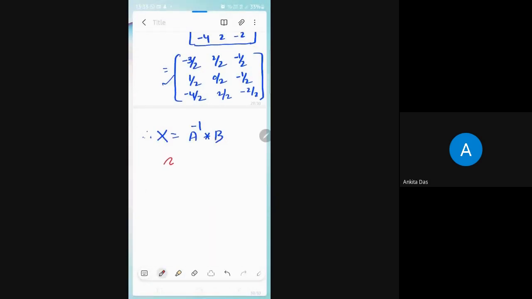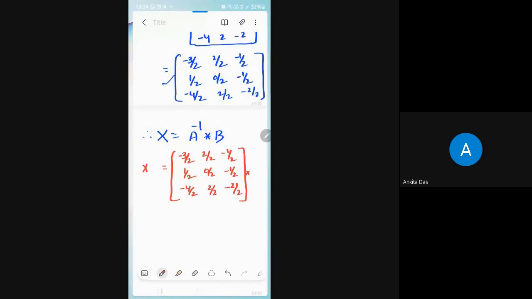Now I'm writing here X is equal to the inverse matrix: minus 3 by 2, 2 by 2, minus 1 by 2; 1 by 2, 0 by 2, minus 1 by 2; minus 4 by 2, 2 by 2, minus 2 by 2. I'm just copying the above matrix. This is the adjoint matrix into B, the constants matrix: 1, 3, minus 1. Now we need to multiply these two matrices.